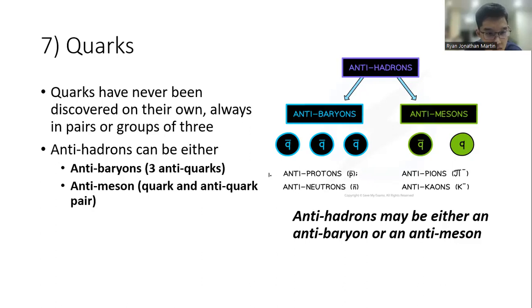Anti-hadrons, same. Memorize hadrons, then anti-hadron is just different. Anti-baryons will be 3 anti-quarks. Anti-meson is the same as meson, it's just an anti-quark and a quark. So anti-mesons and mesons are different? Basically, they are quite similar. You can see there, it's quark and anti-quark. Not much different.